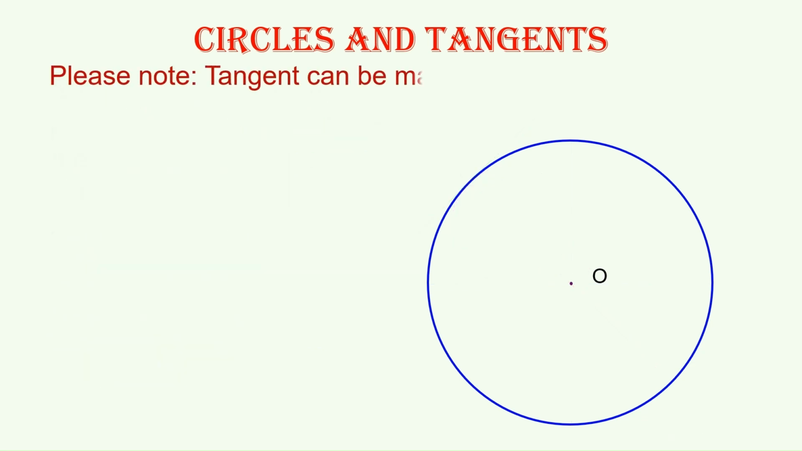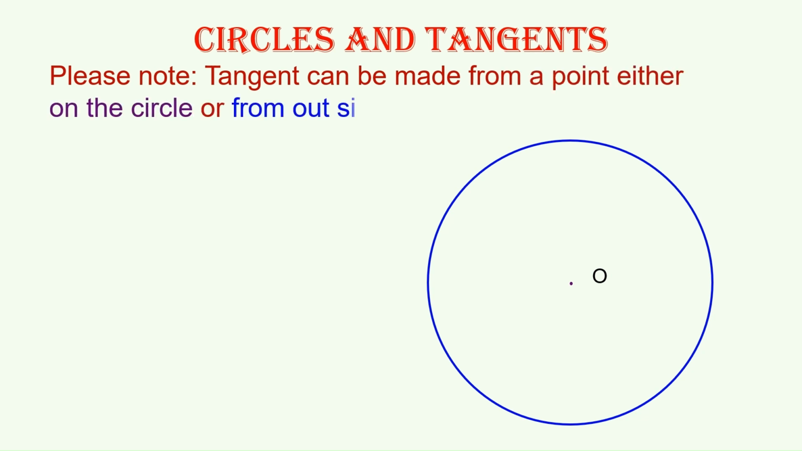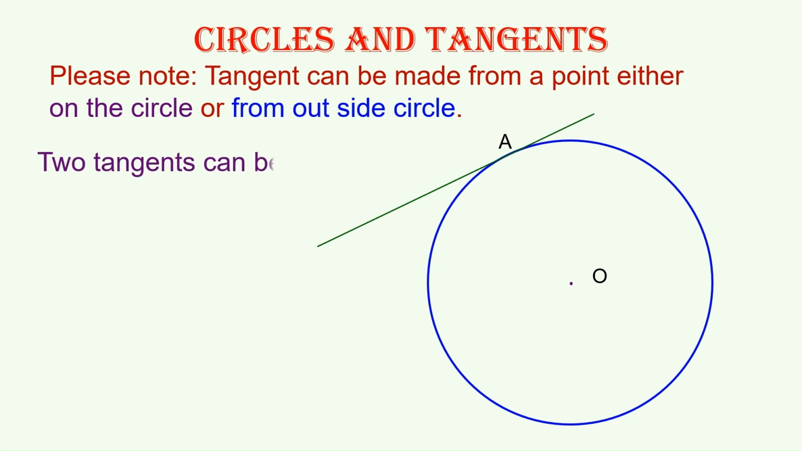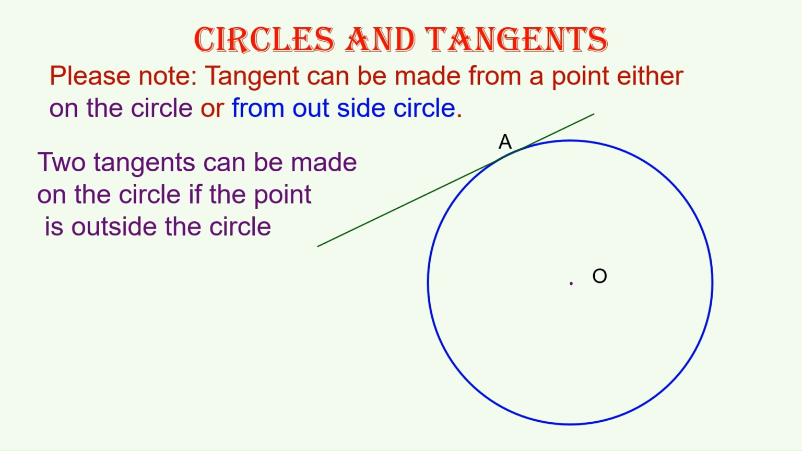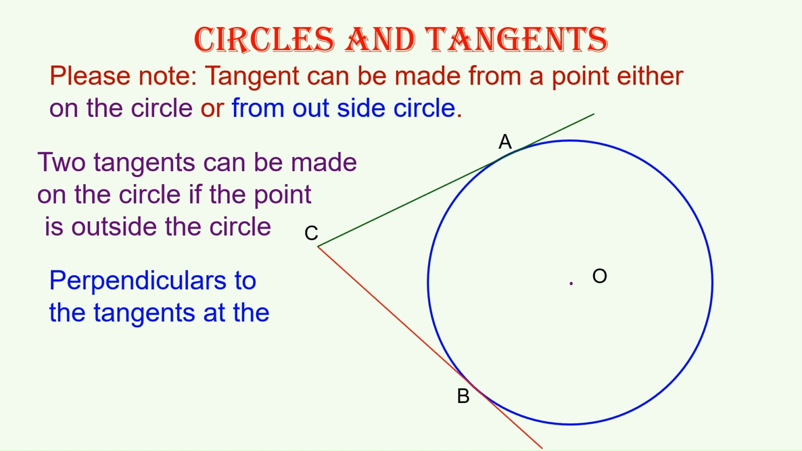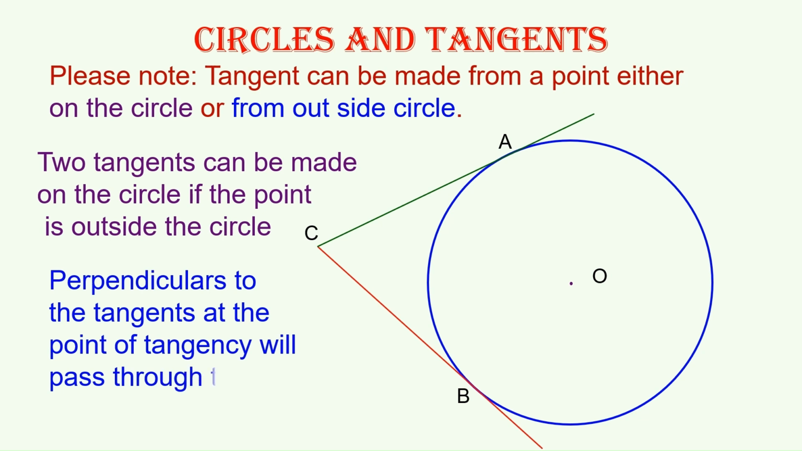Please note, a tangent can be made from a point either on the circle or from outside the circle. Two tangents can be made on the circle if the point is outside the circle. Perpendiculars to the tangents at the point of tangency will pass through the center of the circle.